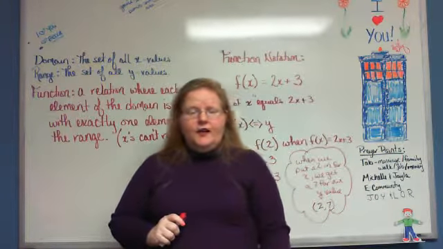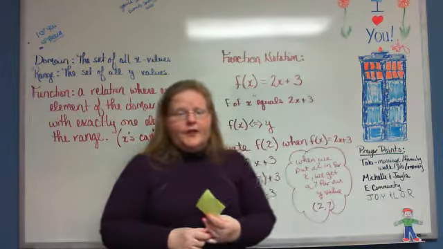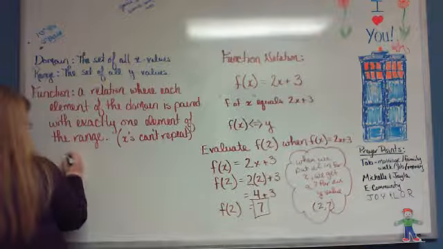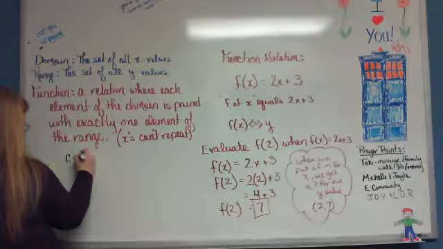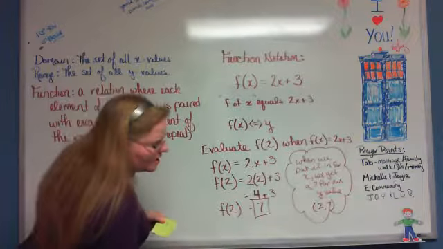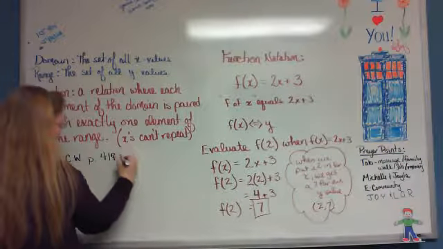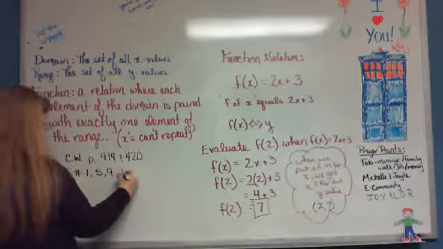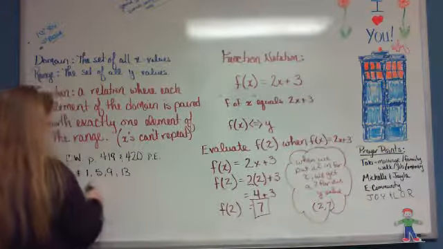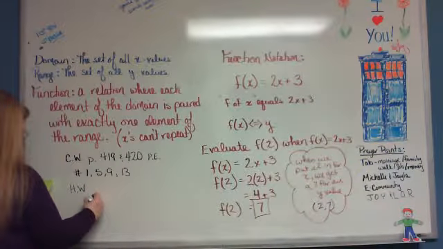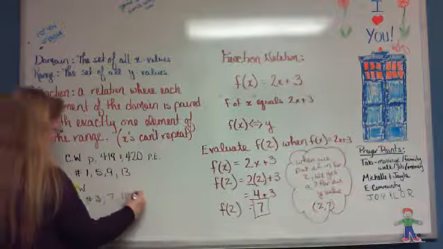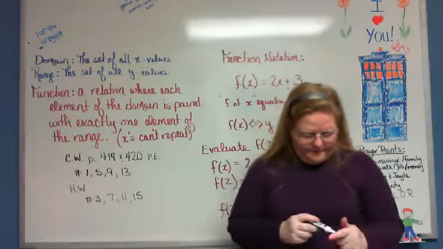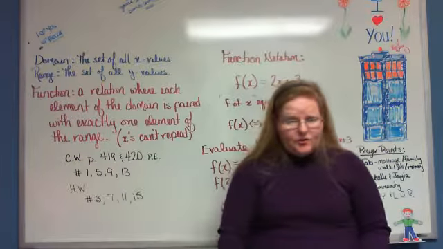Just like yesterday, they're going to ask you for some domains and some ranges, just like we've seen so far. And then they're going to ask you to evaluate some of the things. Let's see. Page 419 and 420. 1, 5, 9, and 13. This is in the practice exercises. And then the homework: 3, 7, 11, and 15. And that should get you through section 11-2.